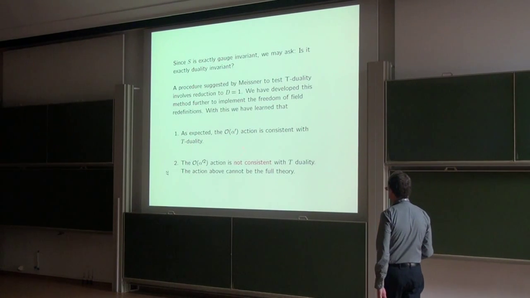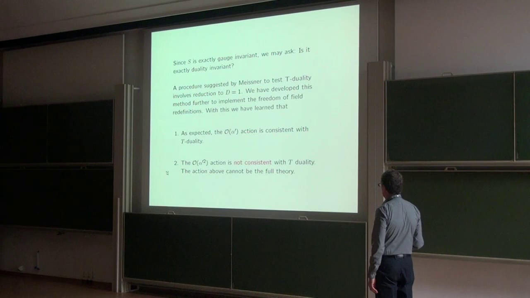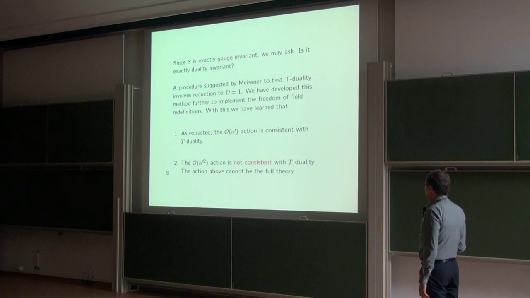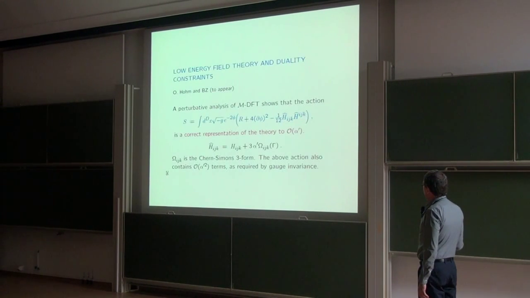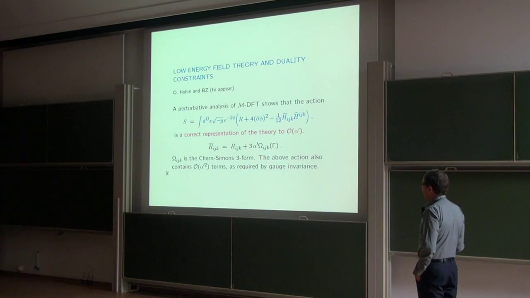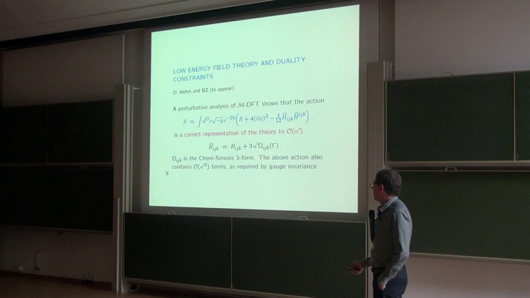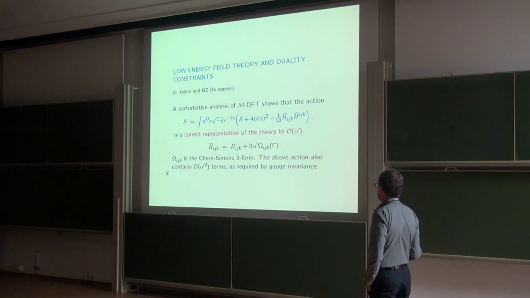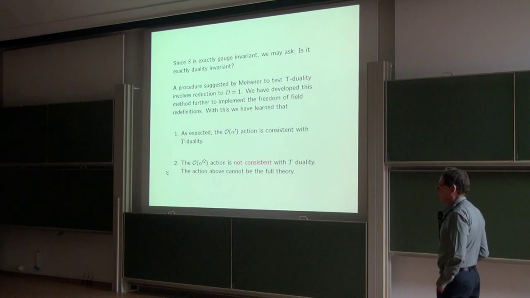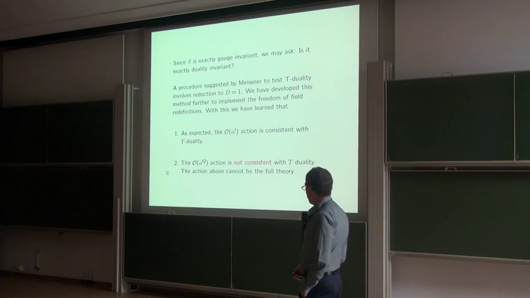So as expected, the order alpha prime action that we wrote is consistent with T-duality. But the order alpha prime squared action, which would be if you kept everything here and said, okay, that's the whole action, that definitely is not duality invariant. So this theory must have a lot more terms, and most likely it's infinitely non-polynomial in alpha prime. So the order alpha prime squared action is not consistent with T-duality, and this cannot be the whole story.